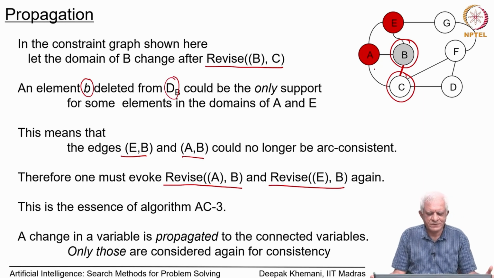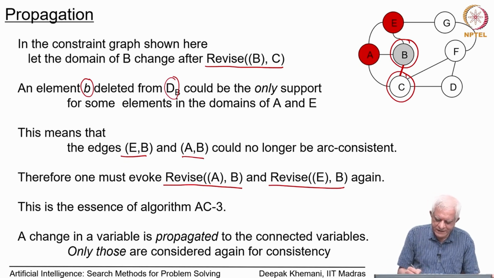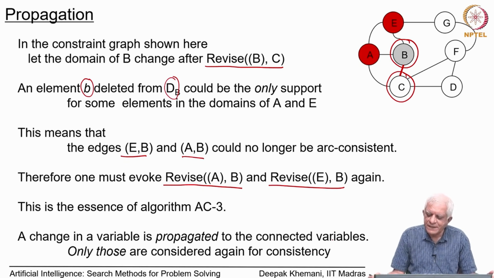AC3. It is one of the most popular algorithms in constraint satisfaction. A change is propagated to the connected variables, and only those are considered again for consistency. In our examples, we did consistency with respect to B with respect to C, and because B changed, we said that we must cross check A, B again and E, B again. So, it does only selective calls to revise.